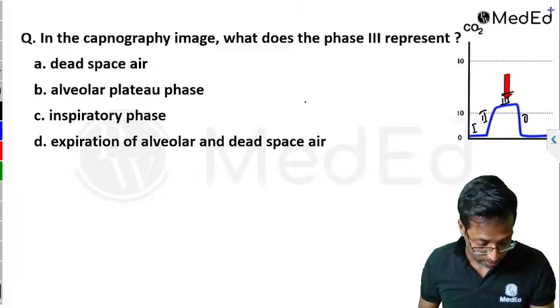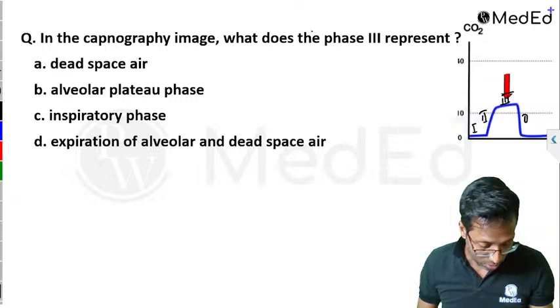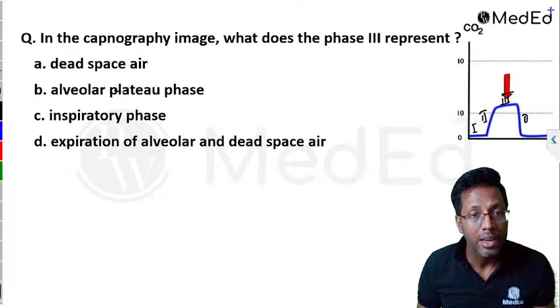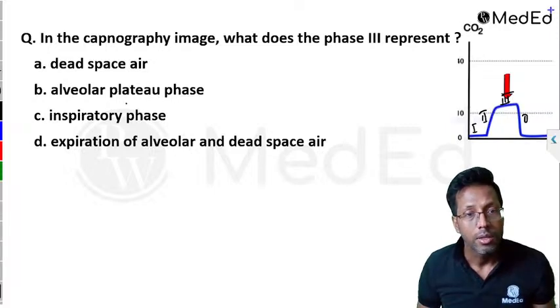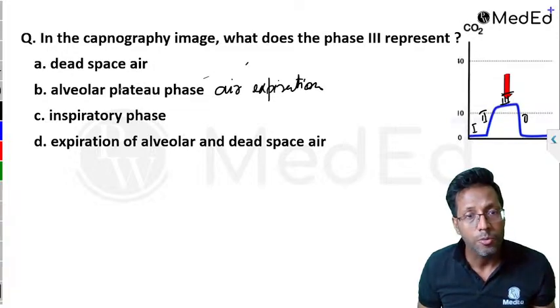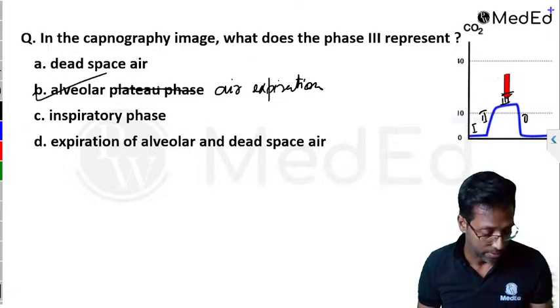So phase 3, Dr. Shan, I'm coming to that Ambu bag also. Wait. One option was plateau of end tidal volume. Alveolar air expiration. So correct. If there was alveolar air expiration, so let's change this answer. This becomes alveolar air expiration then. Alveolar air expiration. This is the correct answer. Phase 3 corresponds to your alveolar air expiration. So this becomes the correct answer, right?